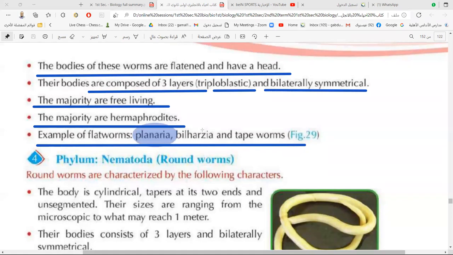Planaria worm is free living. Bilharzia worm causes bilharziasis disease. And the tapeworm is a parasitic worm in the digestive system that lives inside the body of humans and causes anemia. Of course, it feeds on the digested food and causes anemia to the host.